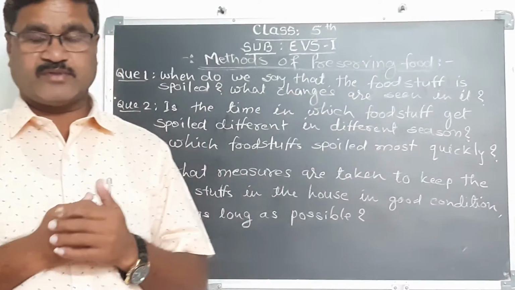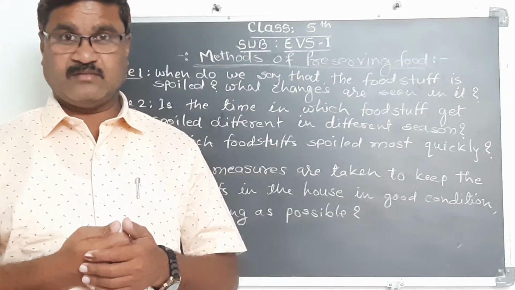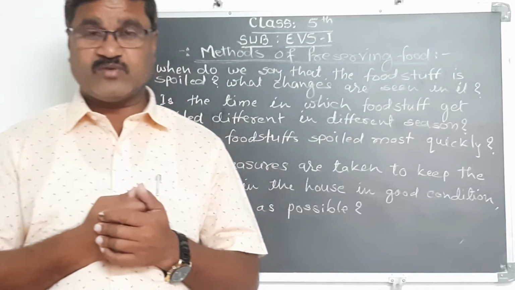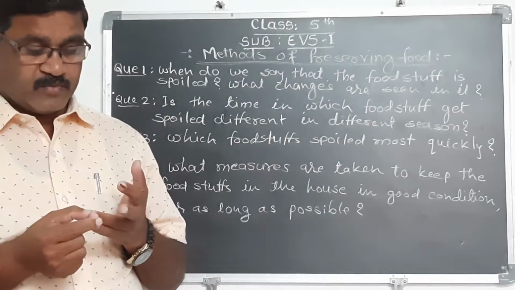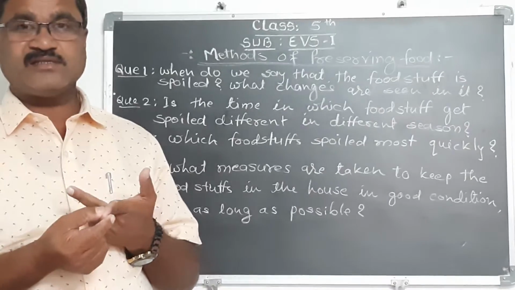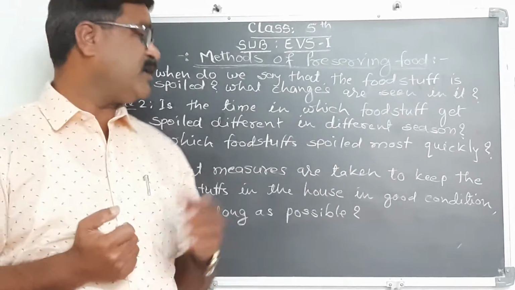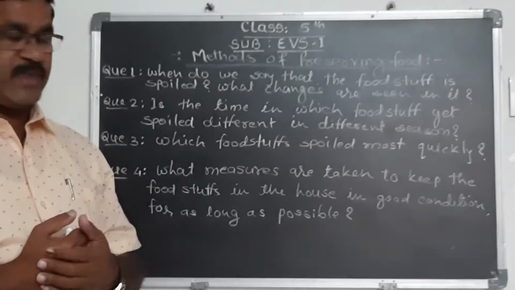The foodstuffs having more water quantity spoil quickly. What does more water quantity mean? Which type of food material? That is milk, mango pulp, juices, curries, vegetables having more water quantity. That's why such type of foodstuffs get spoiled quickly, isn't it?